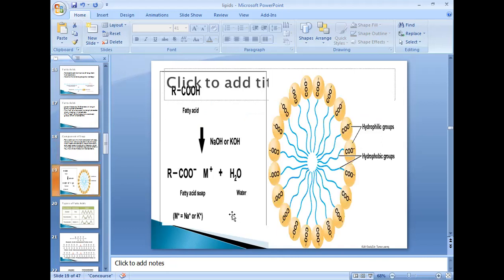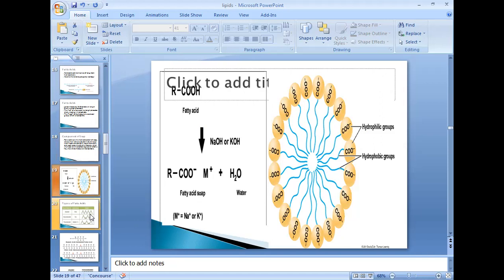This is a simple reaction of fatty acid soap formation. Here we can see the hydrophilic end of the carboxylic group and the hydrophobic tail of the fatty acid. Hydrophobic means lipid soluble, so they can wash away the dirty oils. That's why it is important in the formation of soap.